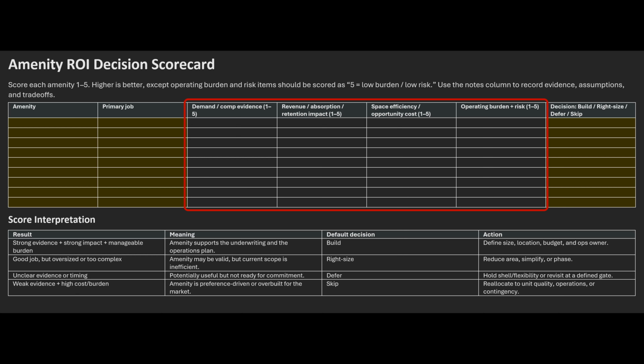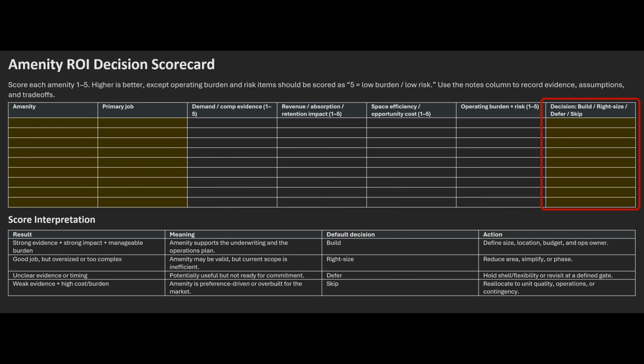Does it reduce rentable area? Does it compete with unit quality? Does it complicate MEP? Does it increase operating burden? Does it take budget away from something that's more important? This is where amenities either support predictability or quietly erode it.